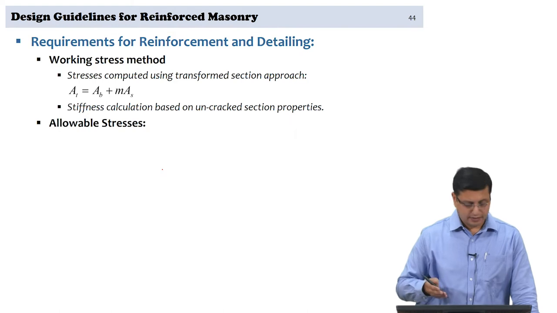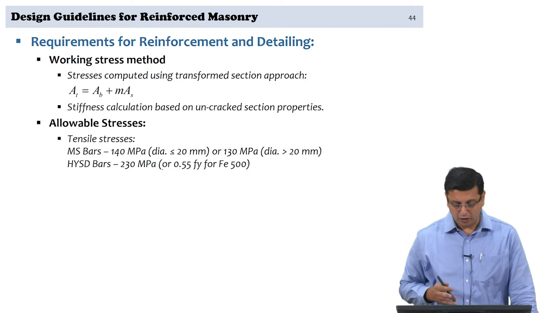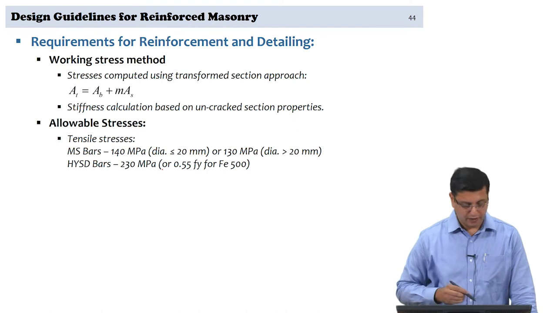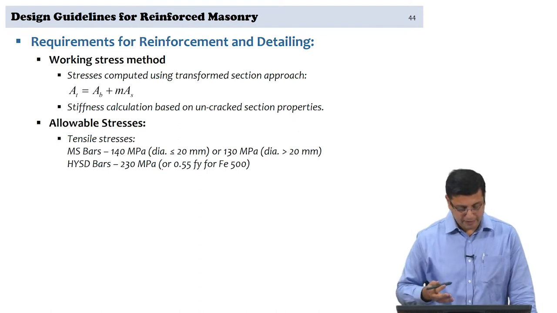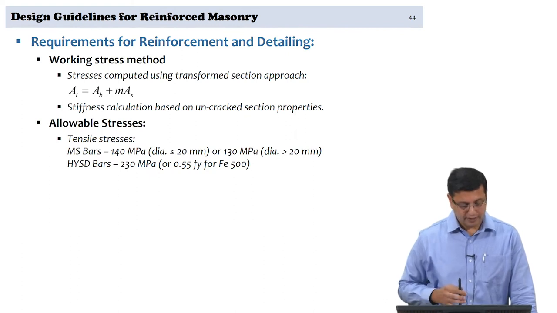In terms of allowable stresses, as far as the steel is concerned, depending on the bar diameter and the type of bar that you are using, there are specifications of the allowable stress. For mild steel bars of diameters up to 20 millimeters and mild steel bars beyond 20 millimeter diameter, the allowable stresses are 140 and 130 MPa. And if you are using high yield strength deformed bars, it is 230 MPa, or you use 0.5 Fy if you are using Fe500 steel for your construction of reinforced masonry.